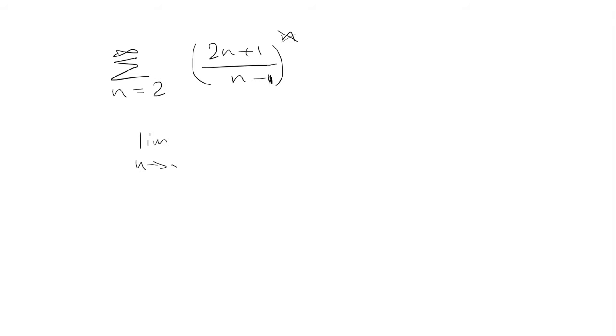Next example, we have the sum from n equals 2 to infinity of (2n plus 1 over n minus 1) to the n. So we're going to take the nth root, which will get rid of this, and then we'll have the limit as n approaches infinity of 2n plus 1 over n minus 1. And this is just 2, which is greater than 1, and therefore by the root test, this diverges.